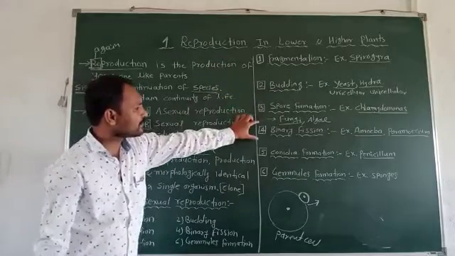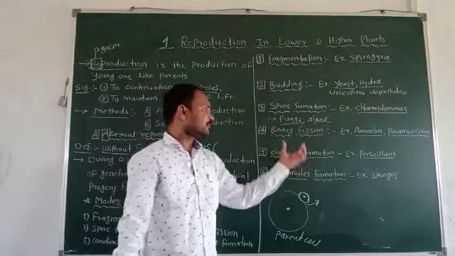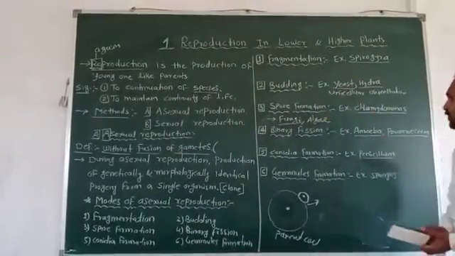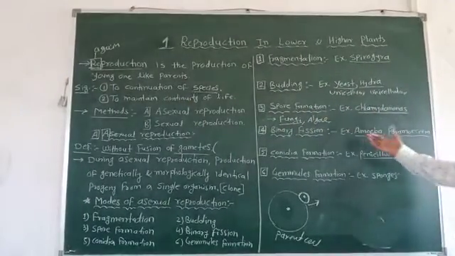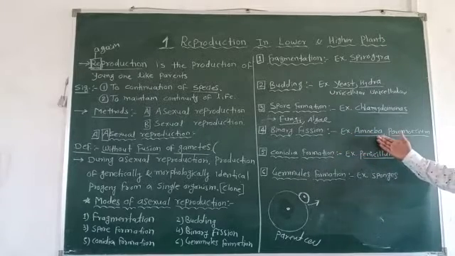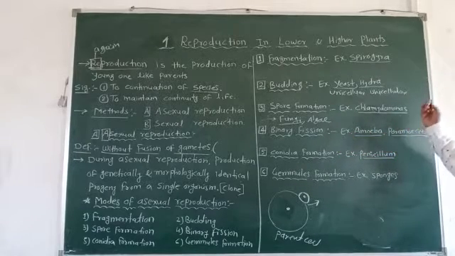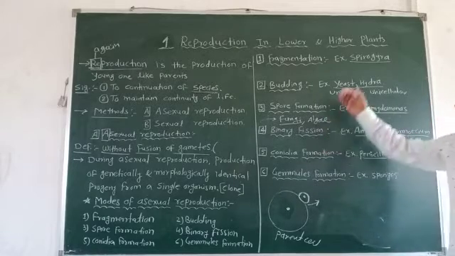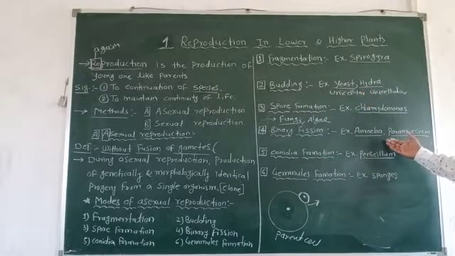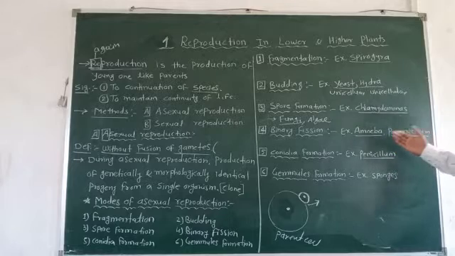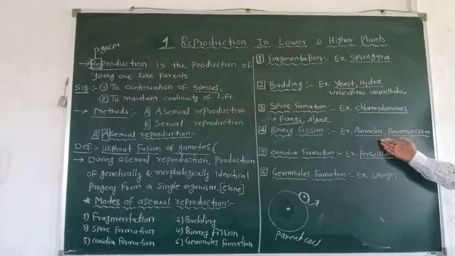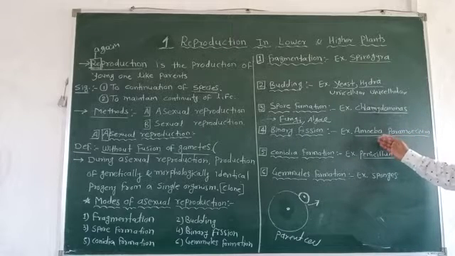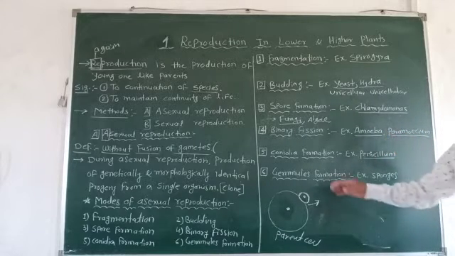Now the fourth type is binary fission. Binary fission occurs in amoeba and paramecium. It commonly occurs in lower organisms like bacteria. Bacteria can also divide by binary fission, and so can amoeba and paramecium. What is amoeba? Amoeba is unicellular. Paramecium is also a unicellular organism, but they are protista. They can divide by binary fission.